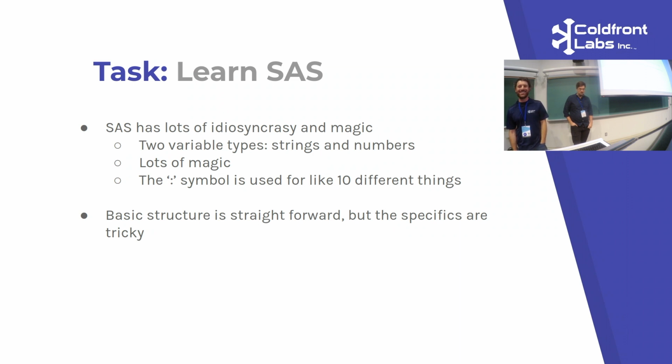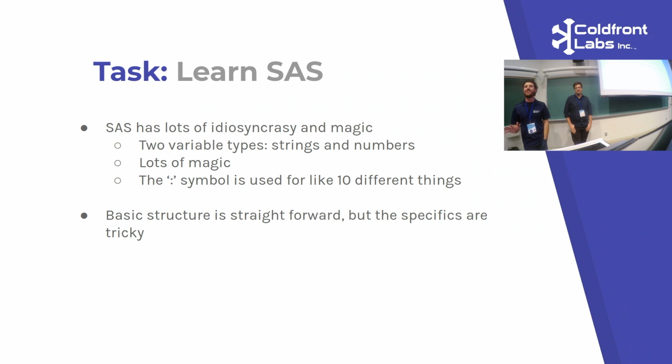Sass has a lot of idiosyncrasies and a lot of magic. It really only has two different variable types that are totally incompatible. It has strings and it has numbers. Like I said, there's a lot of magic in Sass. Things will just implicitly happen. The idea is that it knows you're processing a data set, so it'll just do stuff.